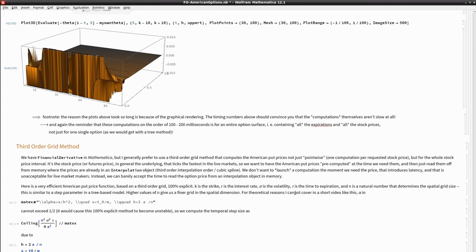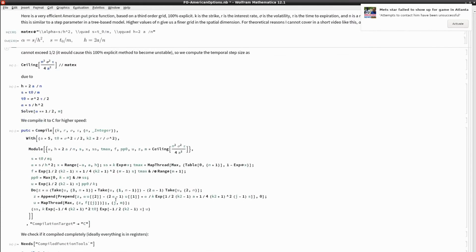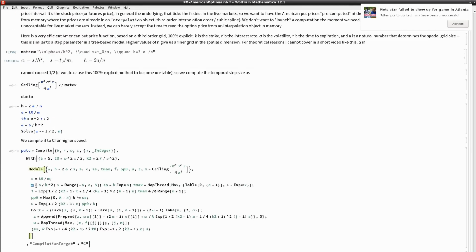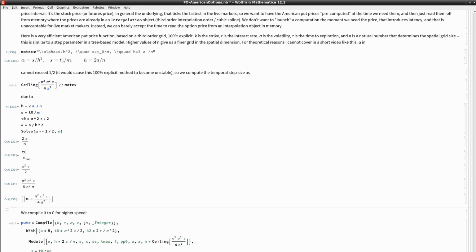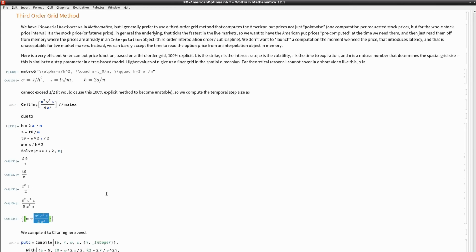For theoretical reasons that I cannot cover in a short video like this, alpha in our code is s over h squared. We have a parameter t0 over m. This is our time interval divided by m temporal steps, and we call that s. And we have a variable h, which is 2a over n. If we set all of them up and then solve for m, we get this expression for m.